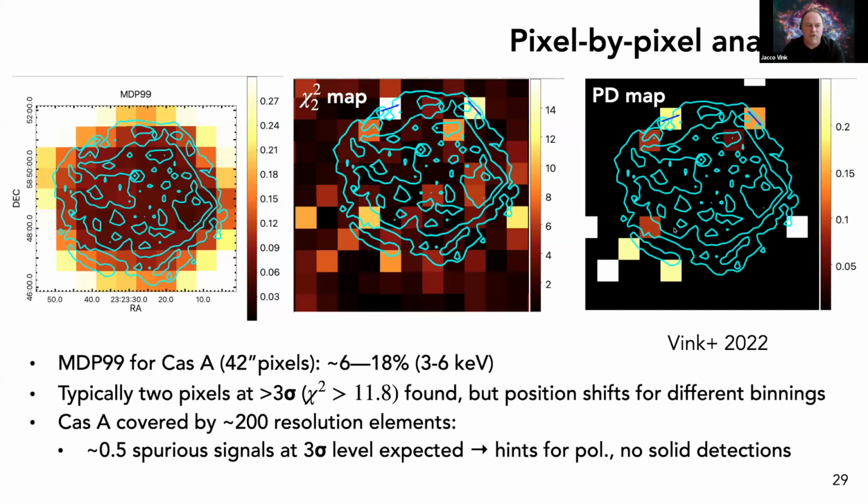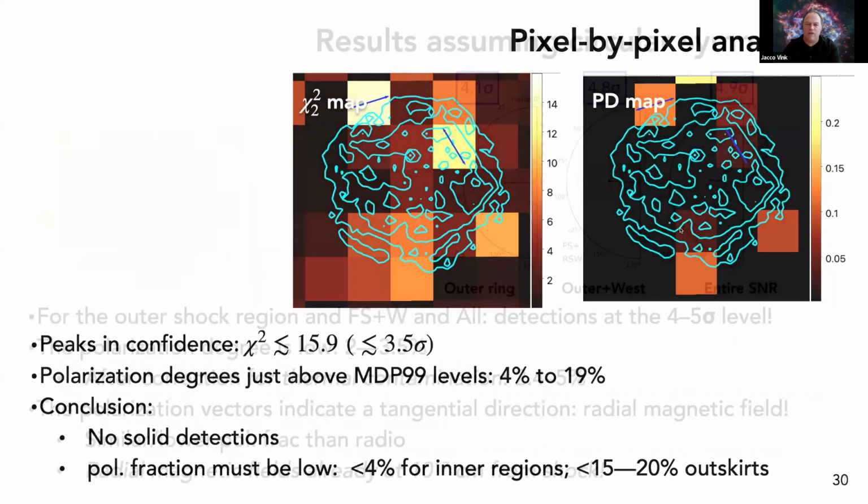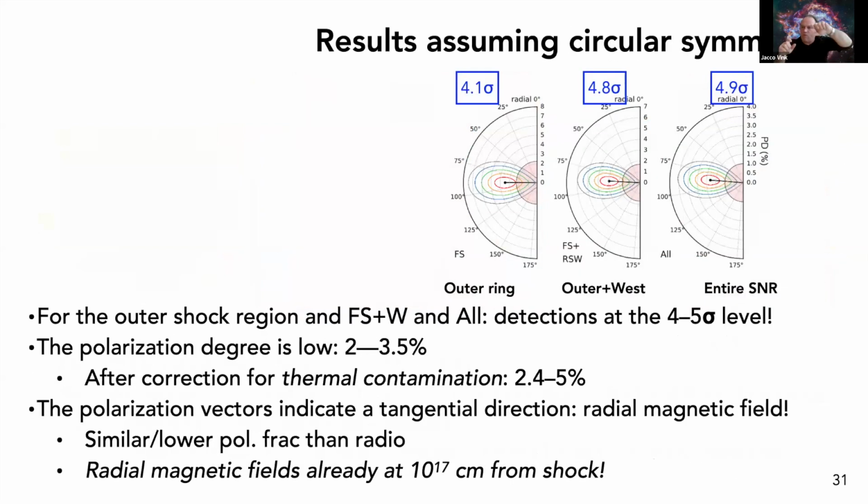So we didn't have a firm detection, but we tried another method, and that is, per pixel, we said, what if we have a radial or a tangential magnetic field? We use the symmetry of the problem, and we have a Stokes Q and U that we locally define, and it rotates around the supernova remnant. Then you can add all the Q's and U's over the region of interest, and then indeed we got secure detections of 4 to 5 sigma. The polarization degree turned out to be very, very low, around 2 to 3.5%.